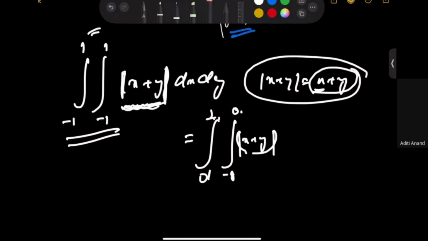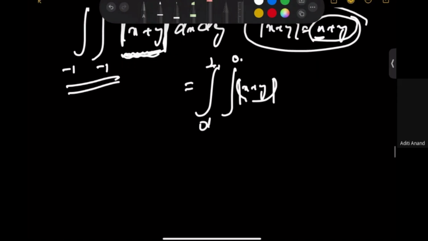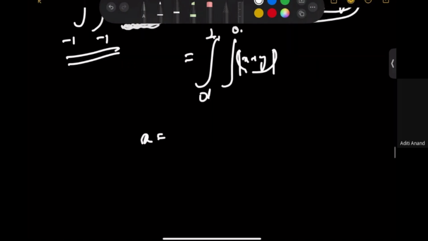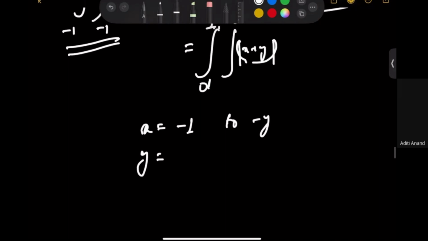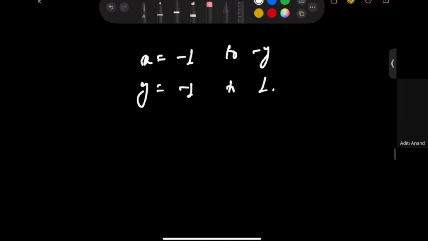Okay. Can you repeat? The limits of x are... Okay, let me write it down. -1 to -y. And the limits of y? It's from -1 to 1. Okay. So the limits of x are -1 to -y.